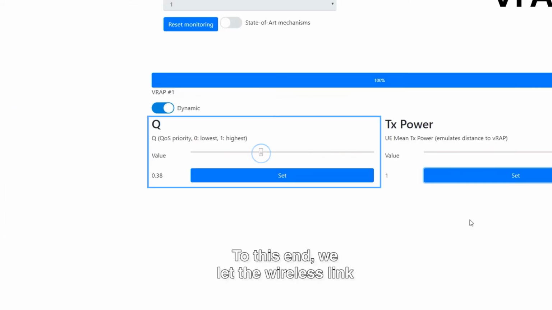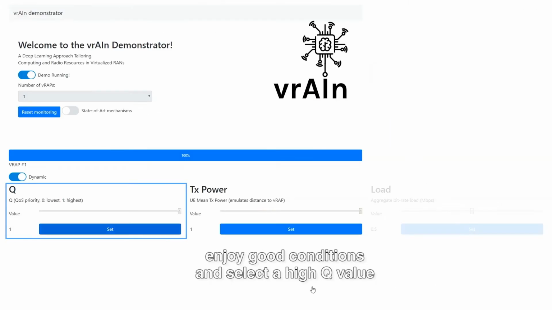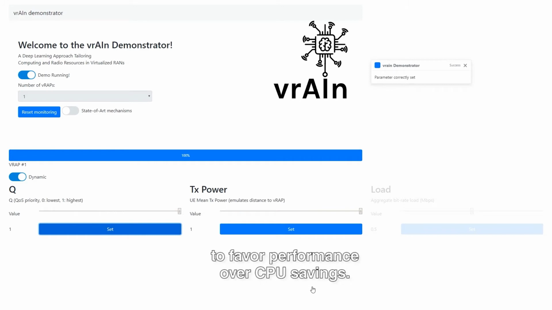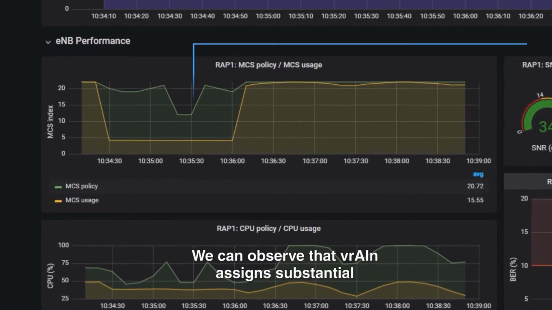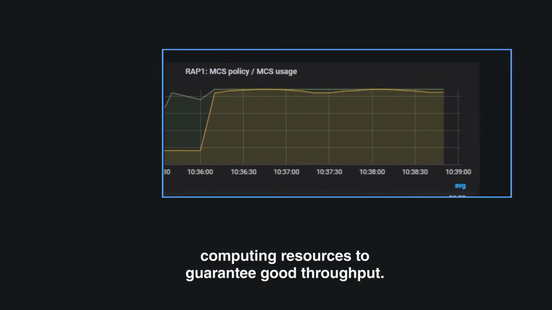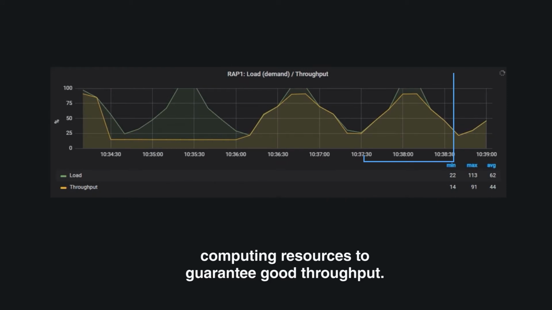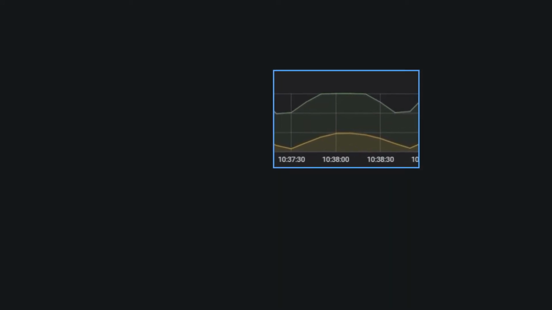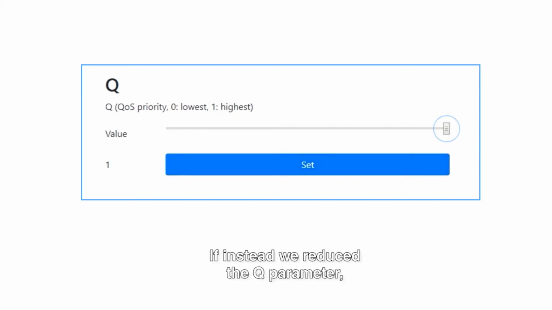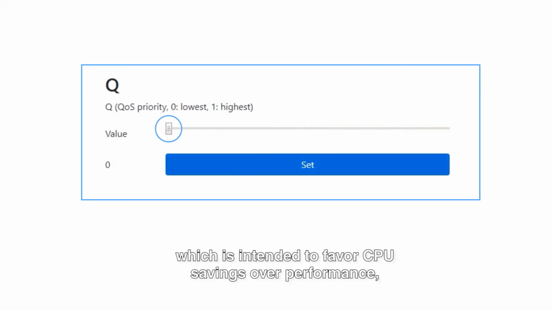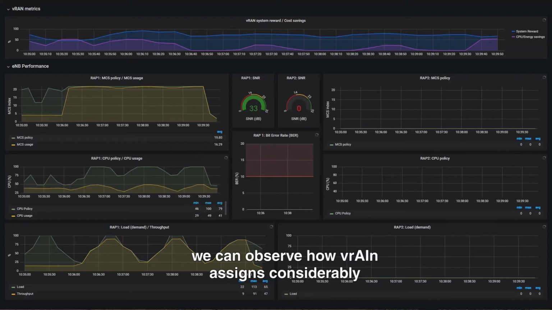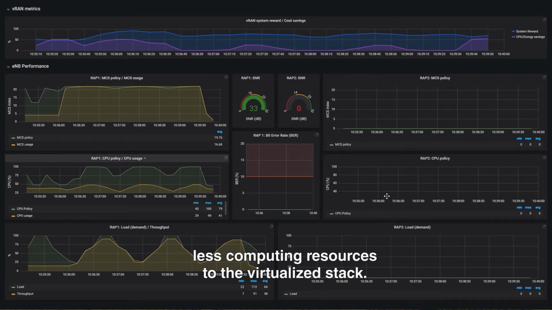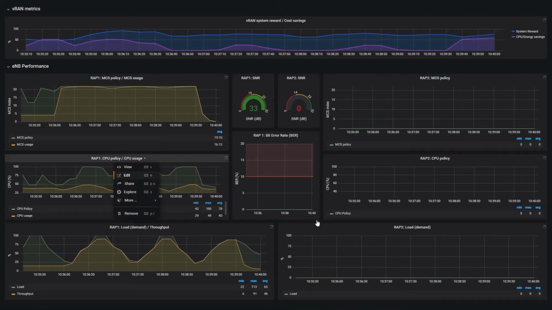To this end, we let the wireless link enjoy good conditions and select a high Q value to favor performance over CPU savings. We can observe that vrAIn assigns substantial computing resources to guarantee good throughput. If, instead, we reduce the Q parameter, which is intended to favor CPU savings over performance, we can observe how vrAIn assigns considerably less computing resources to the virtualized stack.